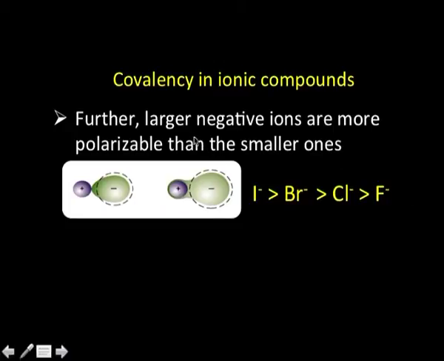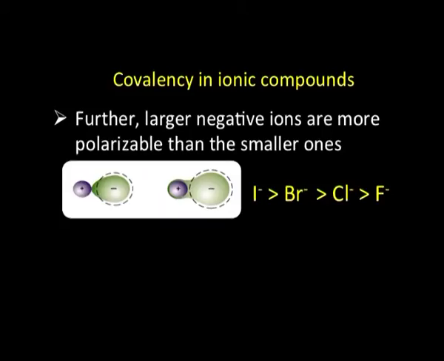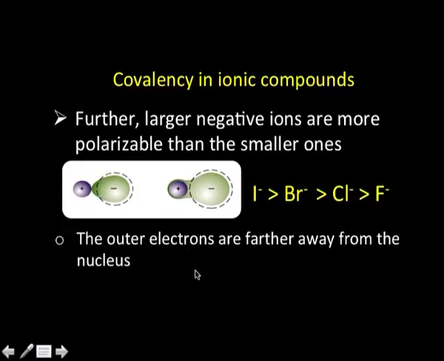Further, we see that larger negative ions are more polarizable than smaller ones, which is obvious, because in a negative ion the electron cloud is diffused and easily polarizable by the positive ion. But if the ion becomes larger, the electrons become even more diffused. So, the iodide ion is much larger than the bromide ion, which is larger than the chloride ion, which is larger than the fluoride ion. That is the order of the extent of polarizability of different ions. So, larger negative ions are more polarizable than smaller ones because, as we said earlier, the electrons are farther away from the nucleus and easily polarizable.